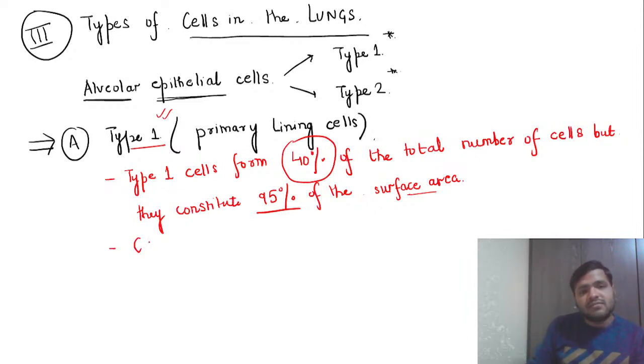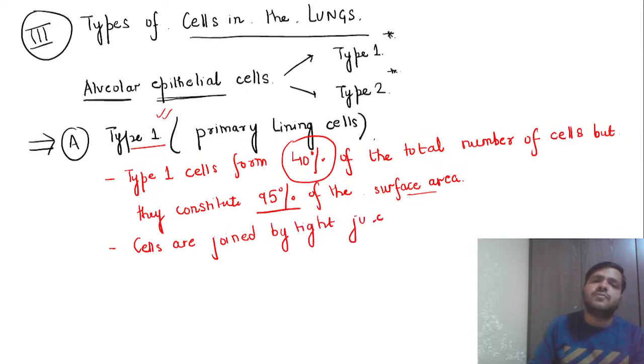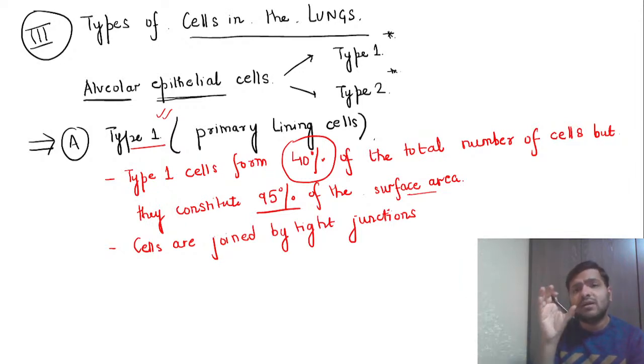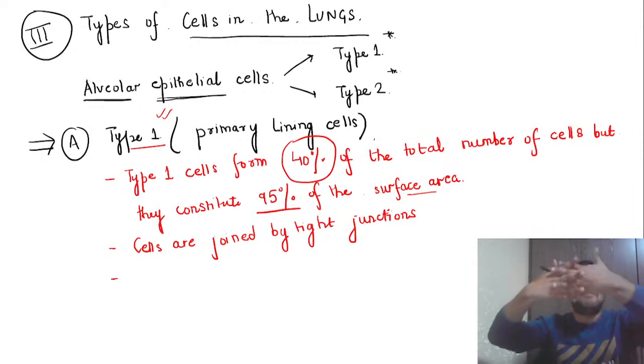Write down that the cells over here are joined by tight junctions. So cells are joined over here by tight junctions. Okay, the cells are closely related to each other, so they are joined by tight junctions. They are tightly packed to each other.